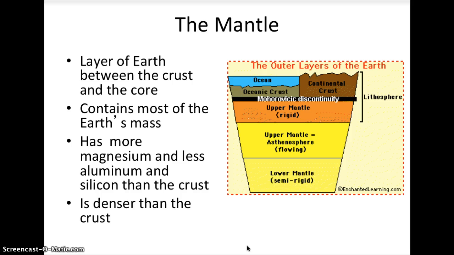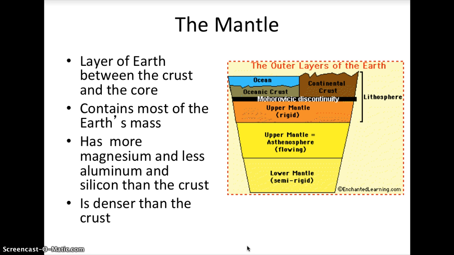Moving on. Then underneath the crust, we have the mantle. The mantle is the layer of Earth between the crust and the core. That's where most of the mass of the Earth is. Most of the mass, the weight of the Earth. The mantle has less aluminum and silicon than the crust. The mantle has mostly magnesium. It's a lot denser than the crust.